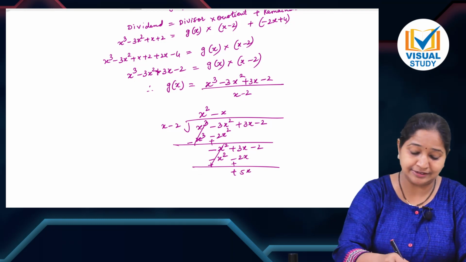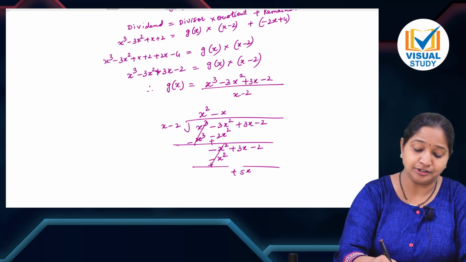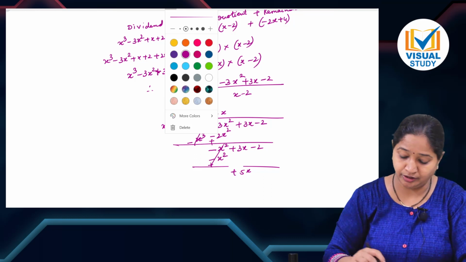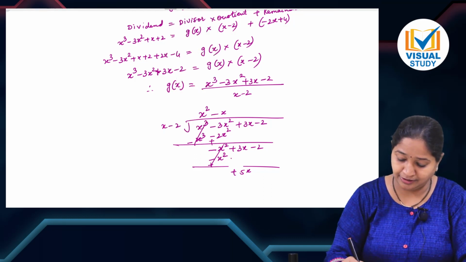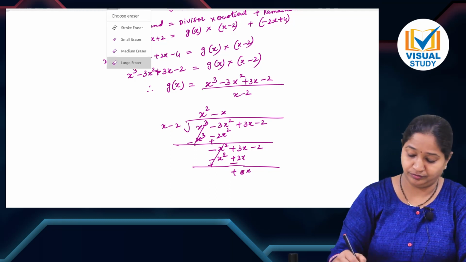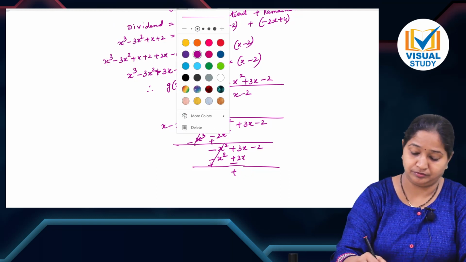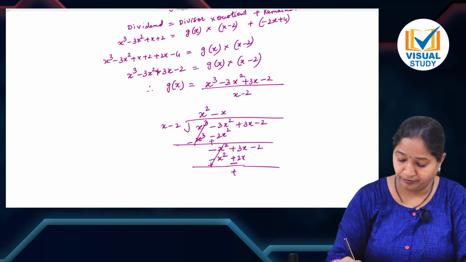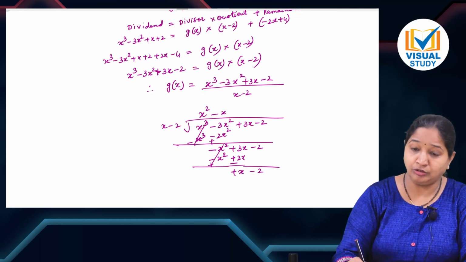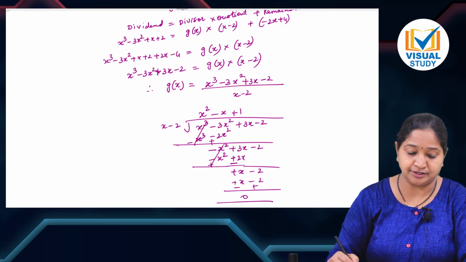Minus into minus you get plus, so sorry, minus into minus plus 2x, and here you get minus, and this is x minus 2. Now you have to multiply it by 1. 1 into x minus 2 you get x minus 2, it just gets cancelled, and you get the 0.